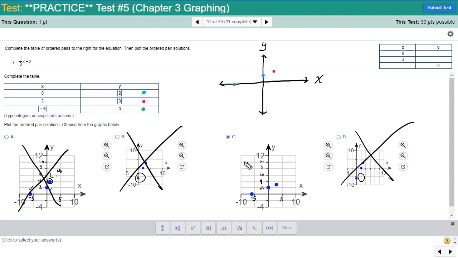The only graph that's remaining once we go through the process of elimination is graph C. So we'll go ahead and I'm going to make sure that's selected. There it is, graph C. And we've got question number 12 completed.